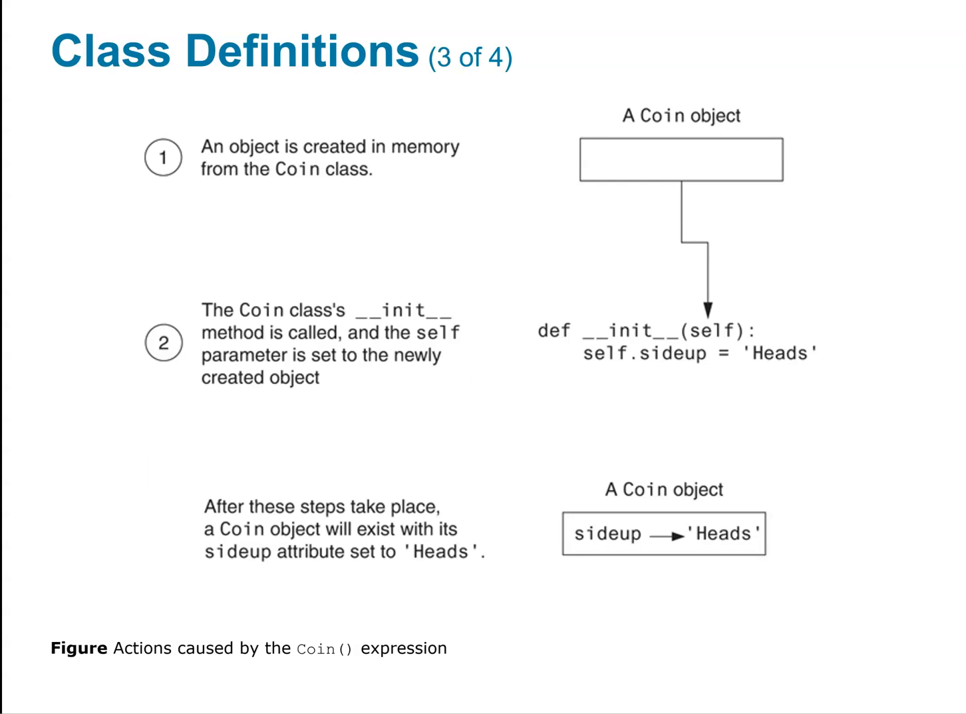So how does it work? An object is created in memory from the Coin class when we say new coin equals Coin, left and right parentheses. The Coin class's init method is called. The self parameter is set to the newly instantiated object. And then we can set our member variable. After these steps take place, a coin object will exist with its side up attribute set to heads. Now this isn't very flexible because we make every coin say heads. Why not just have a class variable? Instead, what we can do is use parameters.